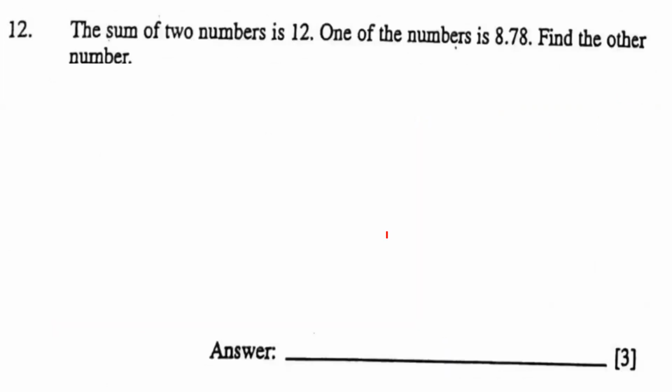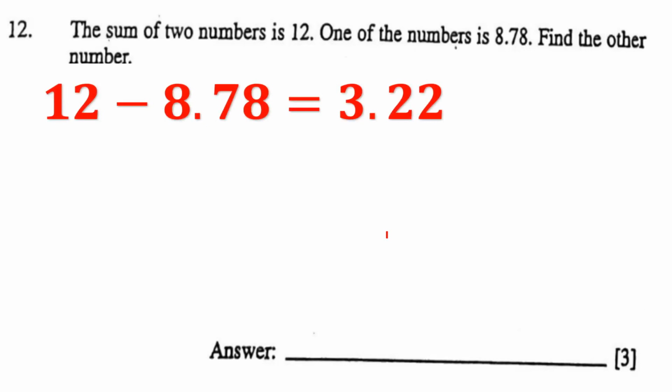Okay. So let's move on to question number 12. It says the sum of 2 numbers is 12. One of the numbers is 8.78. Find the other number. So the way that we're going to do this is subtract: 12 minus 8.78. And let's do the subtraction.